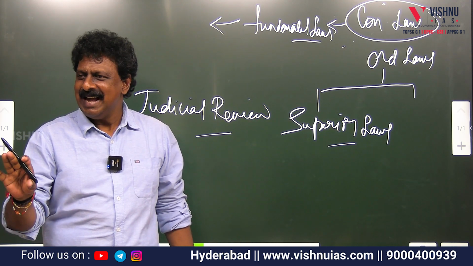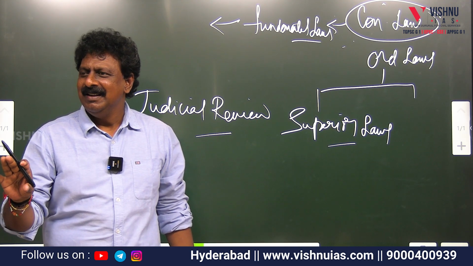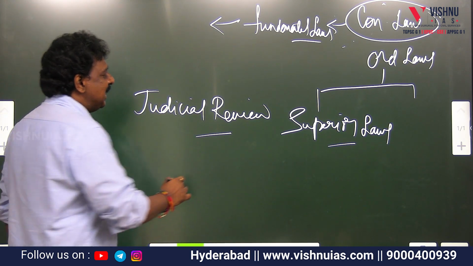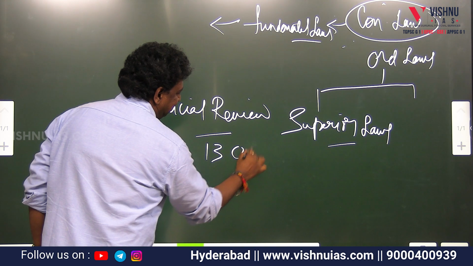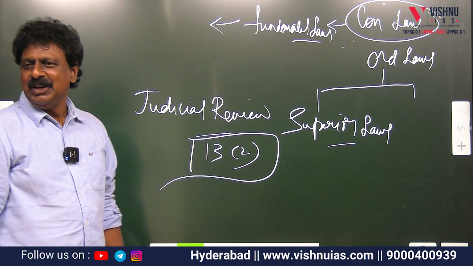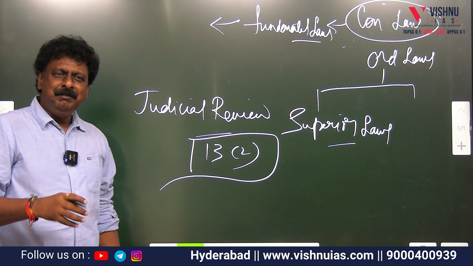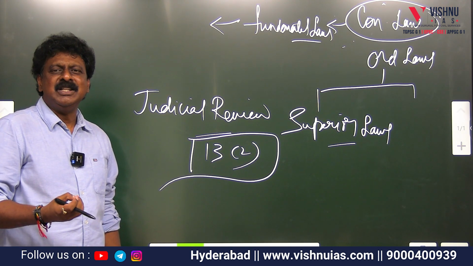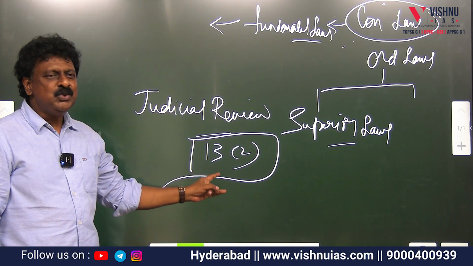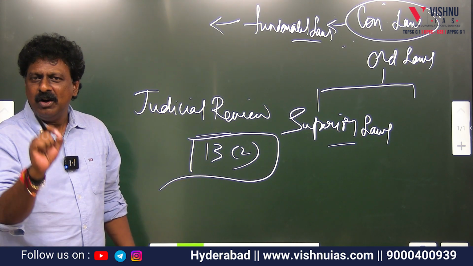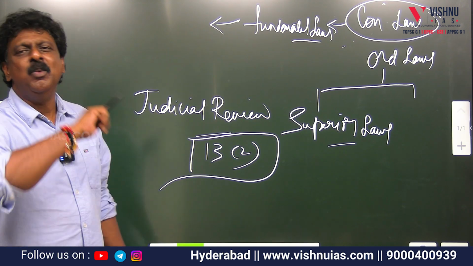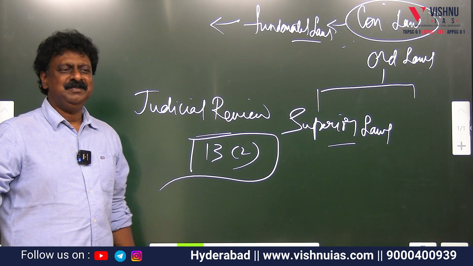Any idea which is the article which provides for judicial review? Under Supreme Court, Article 32 and High Court 226. Article 13 clause 2. Primarily, it is Article 13 clause 2 which implicitly contains provisions related to judicial review. Article 13 clause 2 simply declares that laws which are in violation of the constitution will not be valid.